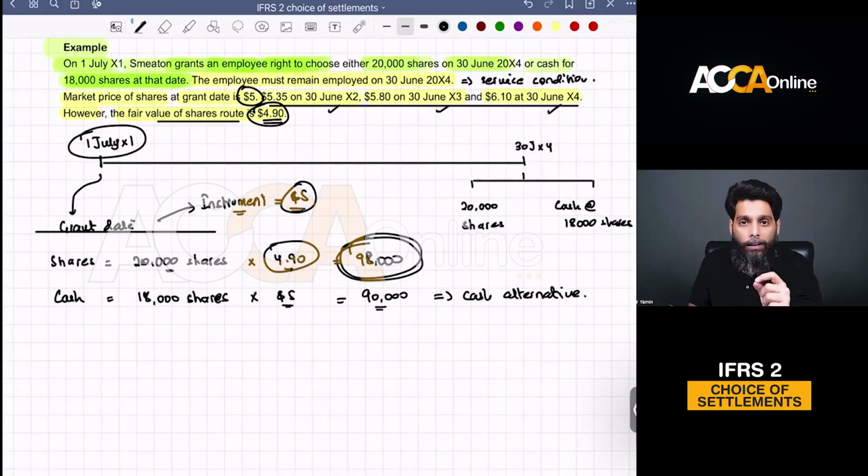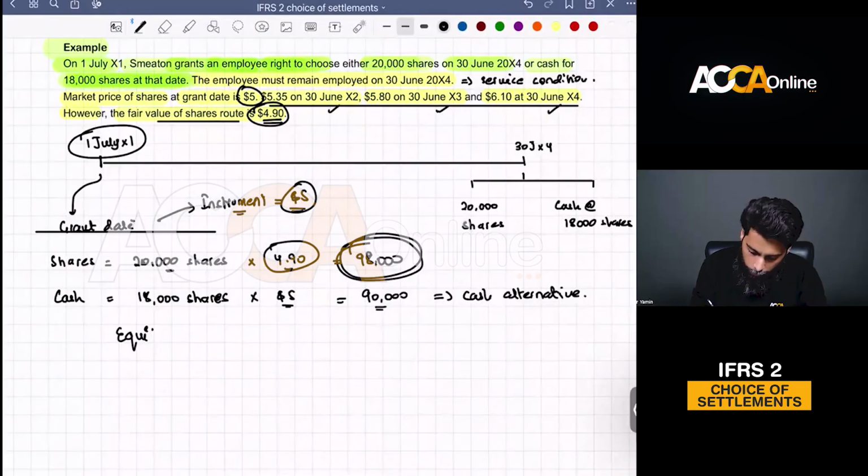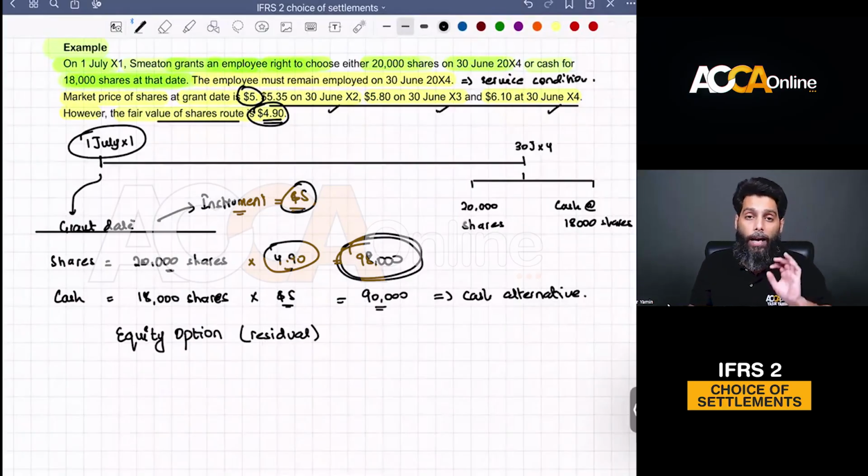So can you guys tell me what will be the worth of the equity option? Remember, equity option is always the residual portion. Even the definition of equity is the residual amount of interest in the assets of the entity after deducting all its liabilities. Remember, equity is always the residual portion.